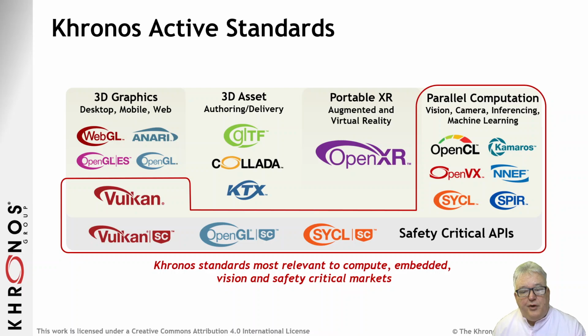Here are the standards currently being most actively developed by Khronos. There are 3D acceleration APIs, including Vulkan and OpenGL, and the new higher-level Inari API for driving rendering engines. Initiatives around 3D asset formats include glTF for 3D assets and KTX for GPU textures. The OpenXR API standard for portable augmented and virtual reality, and on the right, a family of APIs and languages for parallel computation, vision acceleration, and inferencing, including the new Camera API. We also have safety-critical versions of OpenGL, Vulkan, and SYCL for use in systems that need to be safety certified.